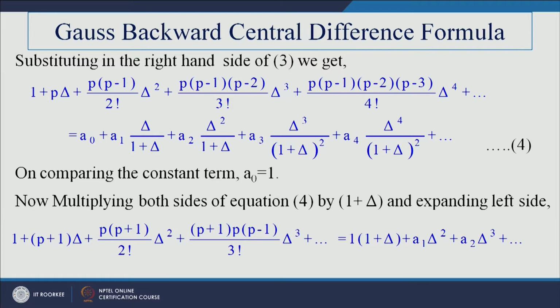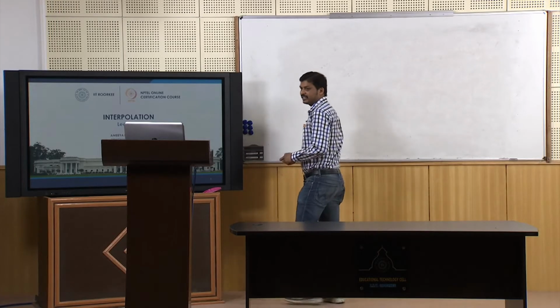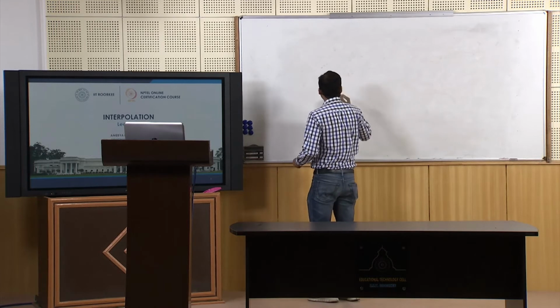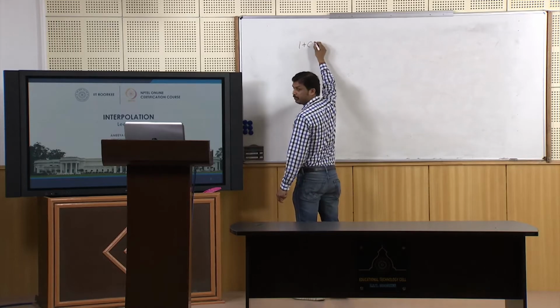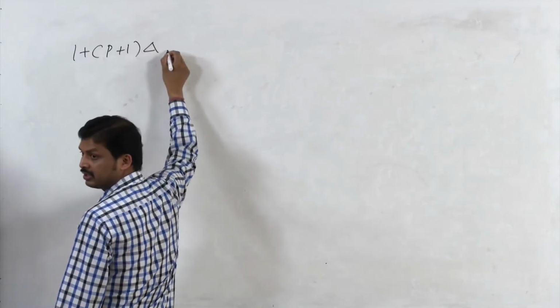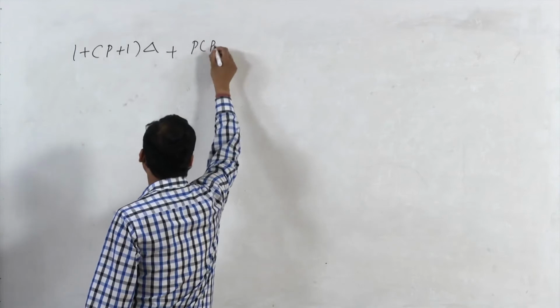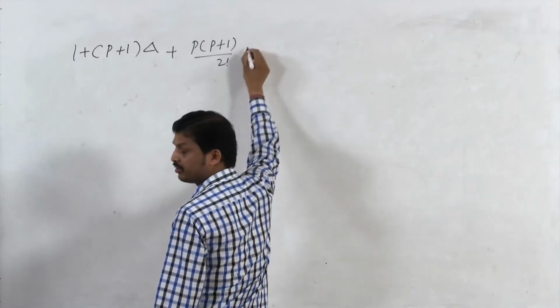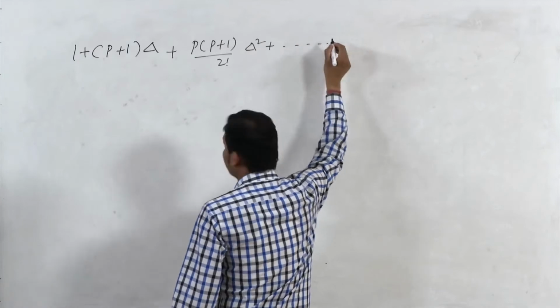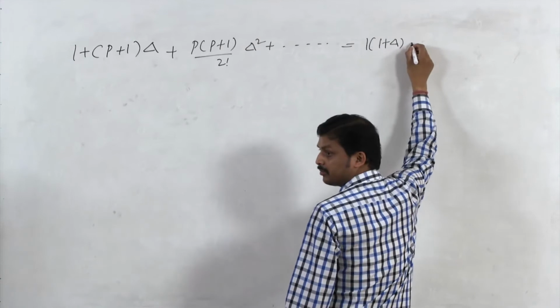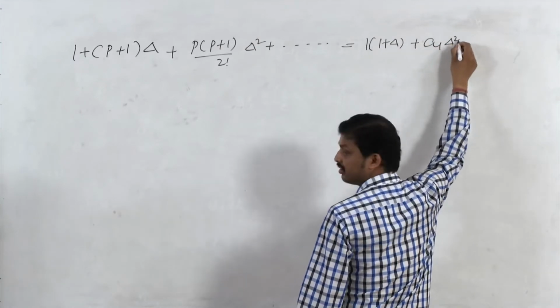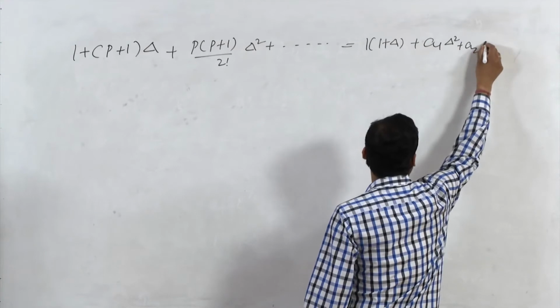So, this can be expressed as 1 into 1 plus delta plus a1 delta square plus a2 delta cube plus likewise. So, if you will see here, the complete expression for this Newton's backward difference formula can be written in the form like 1 plus p plus 1 delta plus p into p plus 1 by factorial 2 delta square. This equals 1 into 1 plus delta plus a1 delta square plus a2 delta cube.